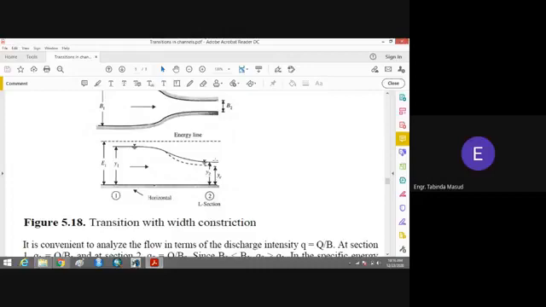So this too, we will solve the numerical problems, and we will analyze the channel for the contracted section in our next class, where we will see what can be the maximum contraction of the channel where we can have the critical depth of the flow.